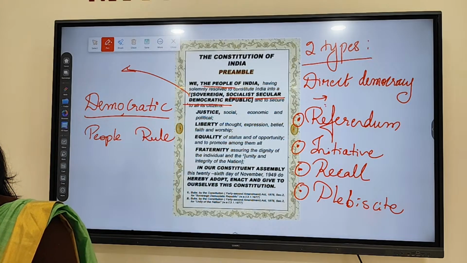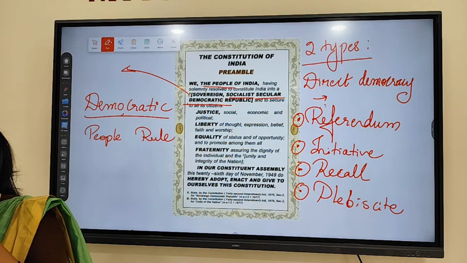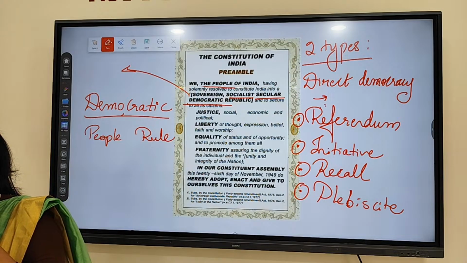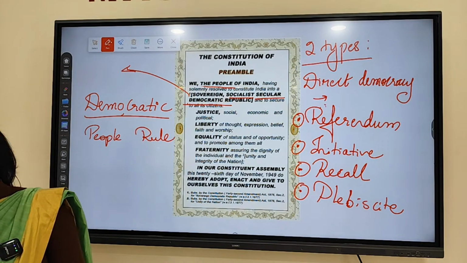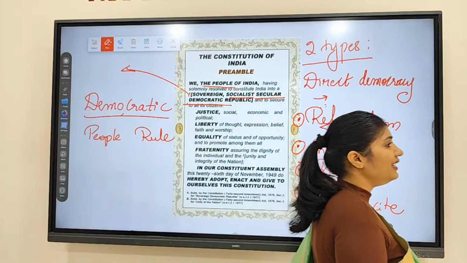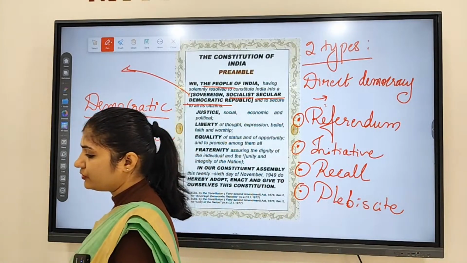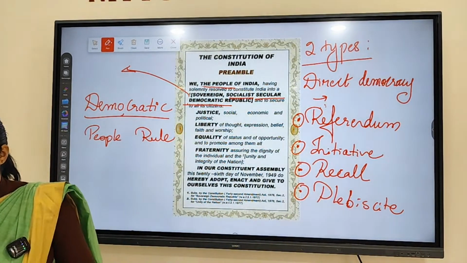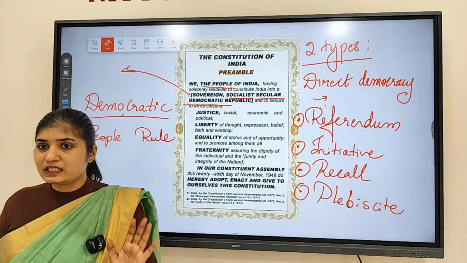Full stop. Example, Switzerland. Again, Switzerland. Citizens can propose a constitutional amendment with 1 lakh signatures. If the citizens feel that they want a constitutional amendment, then they will take 1 lakh signatures.